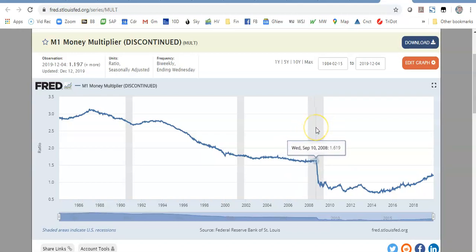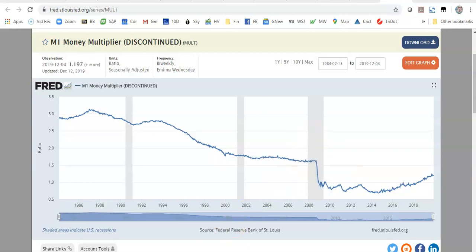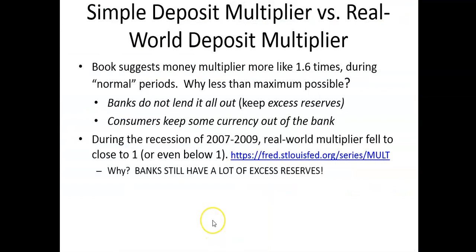So why did the money multiplier go from an estimate of 1.6 on September 10th, 2008, to, within a very, very short period of time, less than 1? Well, basically what happened was the Federal Reserve did a lot of expansionary monetary policy, which should really be discussed and make more sense when we go over chapter 15 on monetary policy.